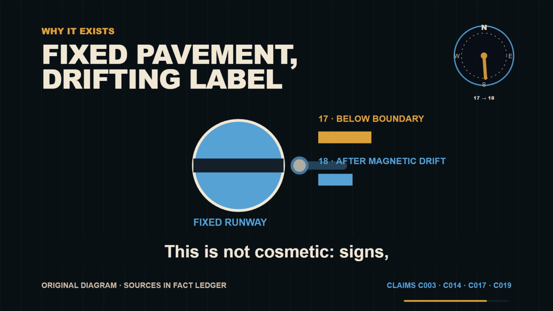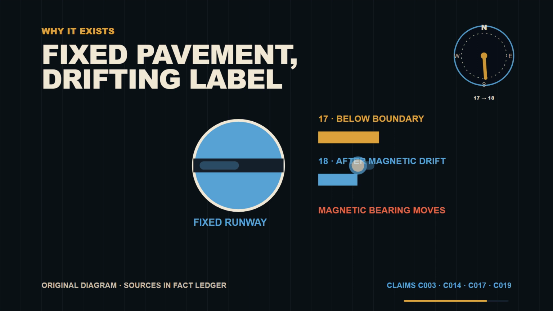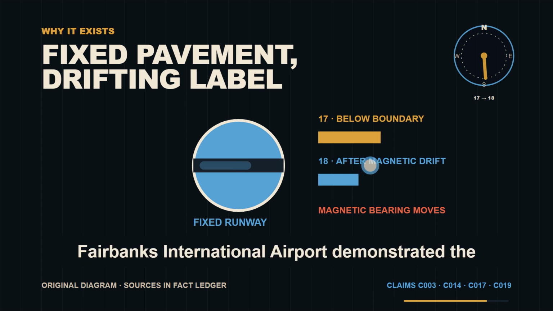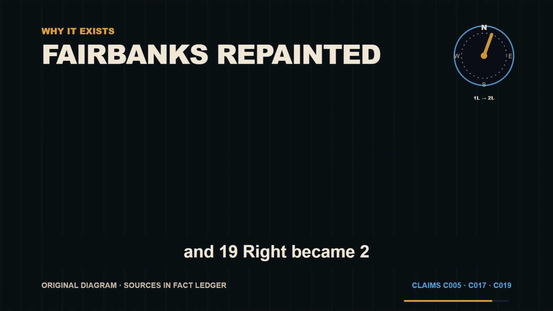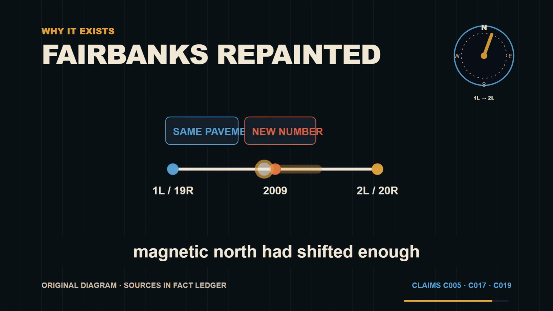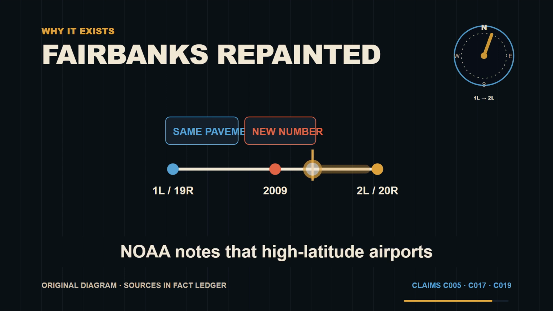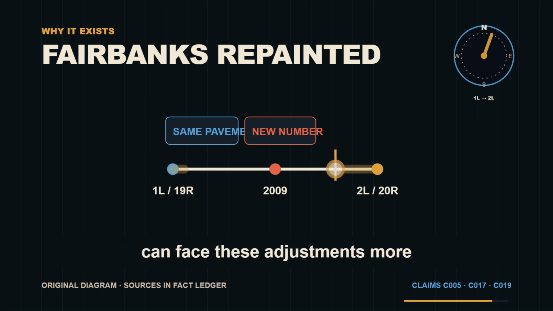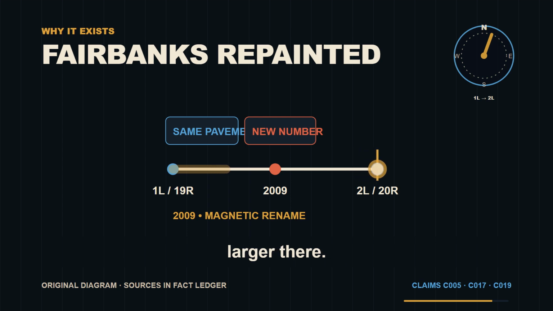This is not cosmetic. Signs, charts, procedures, databases, and paint must continue to agree. Fairbanks International Airport demonstrated the process in 2009 when 1 left and 19 right became 2 left and 20 right. The airport did not rotate its runway. Magnetic north had shifted enough to change the rounded designator. NOAA notes that high-latitude airports can face these adjustments more often because magnetic changes are larger there.